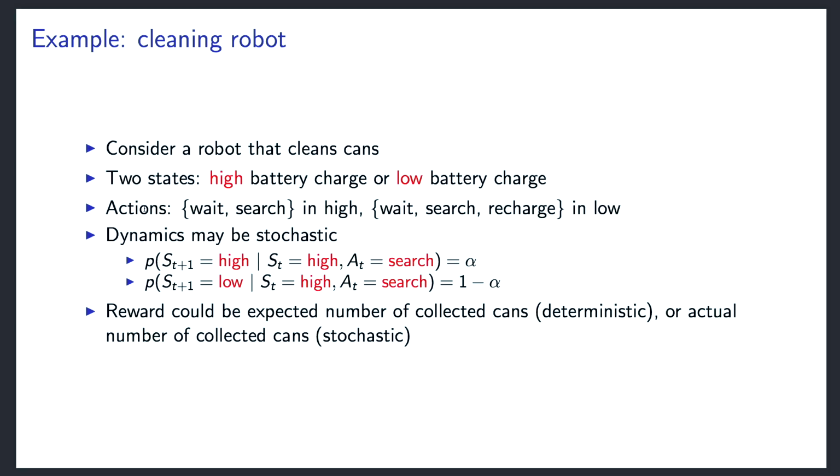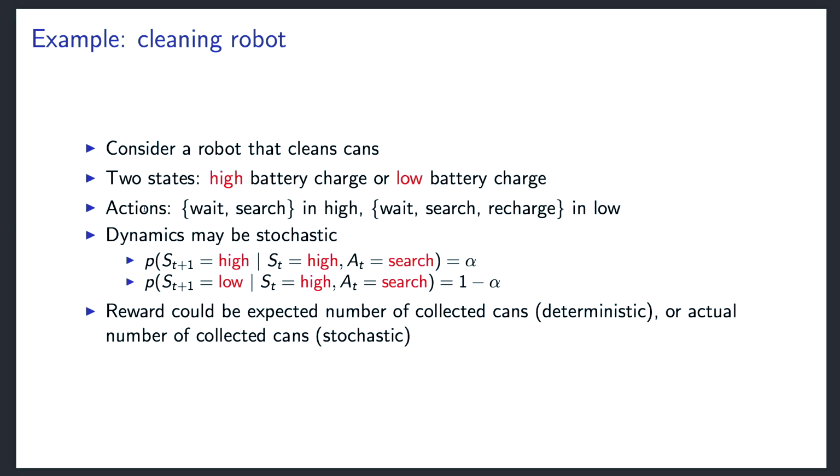So in this case, the probability of transitioning to a state with a high charge, if you are already in a state with a high charge and you perform the action of searching, is a certain alpha between 0 and 1. Which means that the transition to the low battery state must be 1 minus alpha, because there are only 2 states. These things should together sum to 1. There's always a state you transition to.